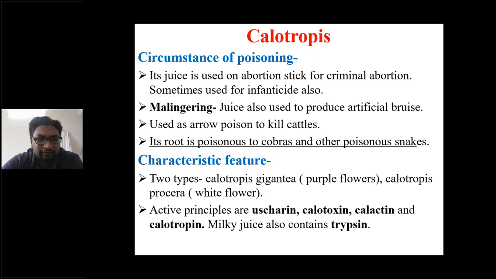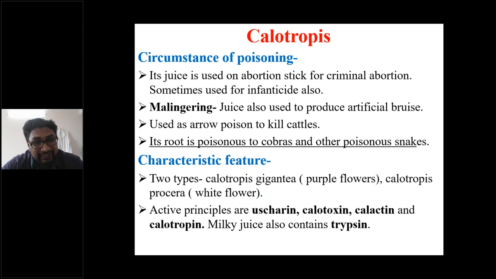The juice is also used to produce artificial bruise. You apply this juice on the body and it will produce an artificial bruise. By these injuries, a person, mostly in military and police departments, will have this malingering, because they are not frequently given leave. So in order to take leave, malingering is used. In the case of Calotropis, a milky white juice present in the plant, when used on the skin, will produce an artificial bruise.